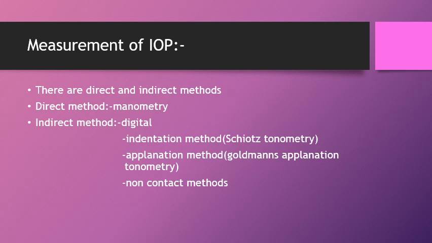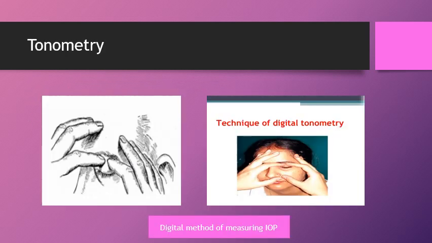There are two ways of measuring this IOP: the direct method and the indirect method. The direct method of measurement of the IOP is manometry, which is no longer done. The indirect methods are the digital method, that is by palpation digitally, and the indentation method, which includes Schiotz tonometry, the applanation method, which includes Goldmann's applanation tonometry, and the non-contact methods. Now coming to the first method, that is digital tonometry. Digital tonometry is nothing but palpating the eyeball with the fingers.